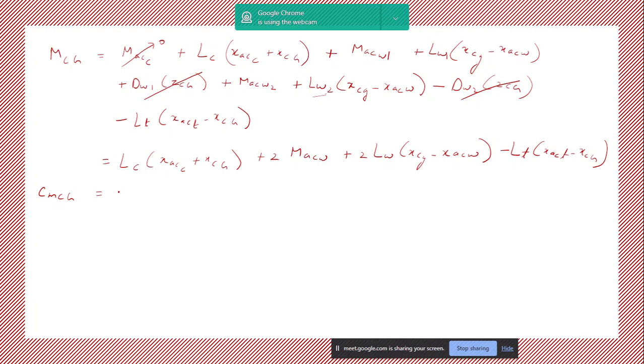What will it be? You will have S_C upon S, yes, and then here it should have been CL naught plus CL alpha. I'll just write the whole thing first, just for completion: CL alpha of the canard into alpha of the canard into (XACC plus XCG). Okay, in our case CL naught is 0 because it's a symmetrical airfoil.